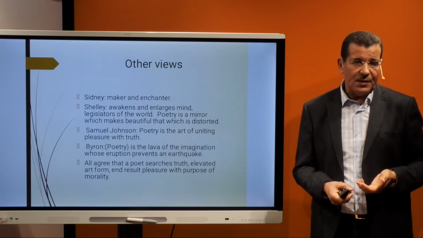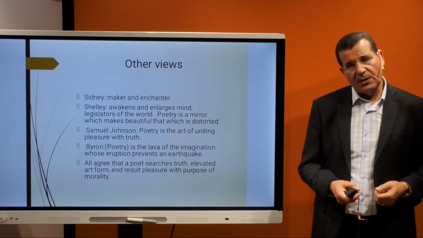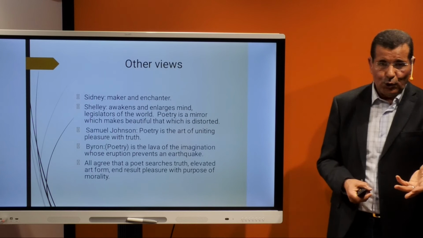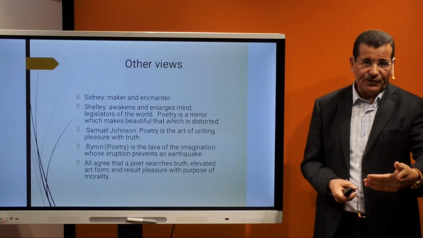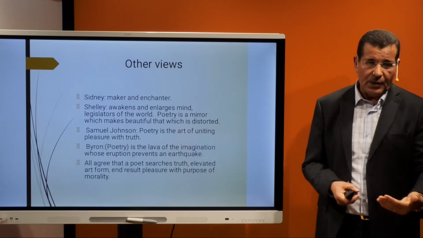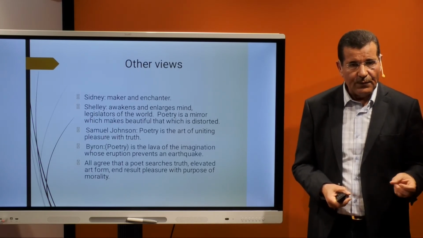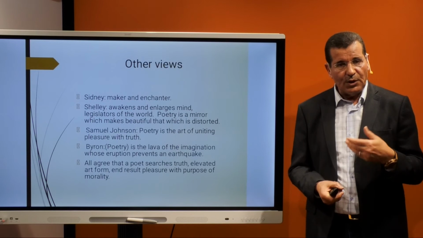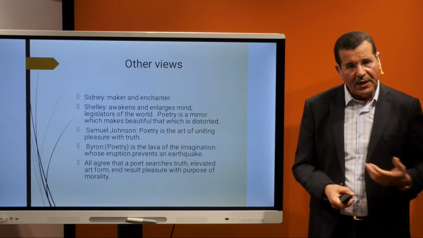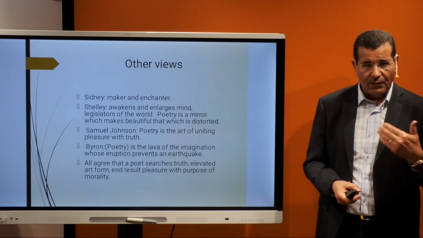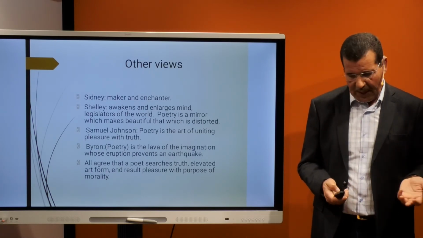So all these, from Aristotle to after the Renaissance, the neoclassicists, the classicists, until the Romantics, there is the defense of poetry and art, and they all agree that poets search for truth, use an elevated art form, and result in pleasure with the purpose of morality. An amalgam of objectives: apart from the truth and morality, there is pleasure.